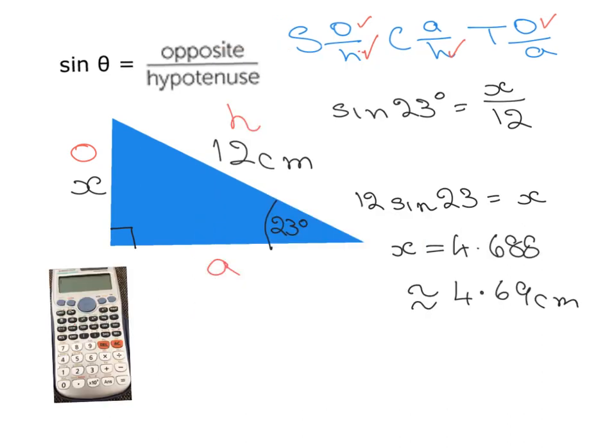Okay, so we've pressed the right buttons. We've ended up with 4.688, and so on. So rounding that now to 2 decimal places, we are going to get 4.69 centimetres. Right, folks, that is sine. Now you're going to go and practise it.